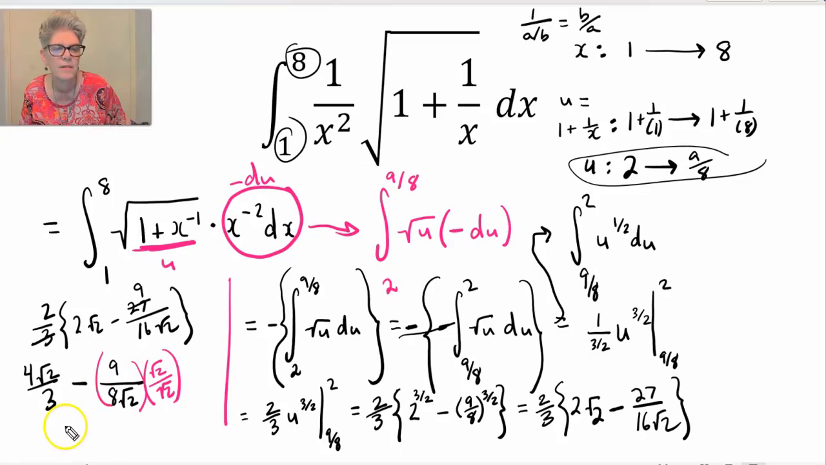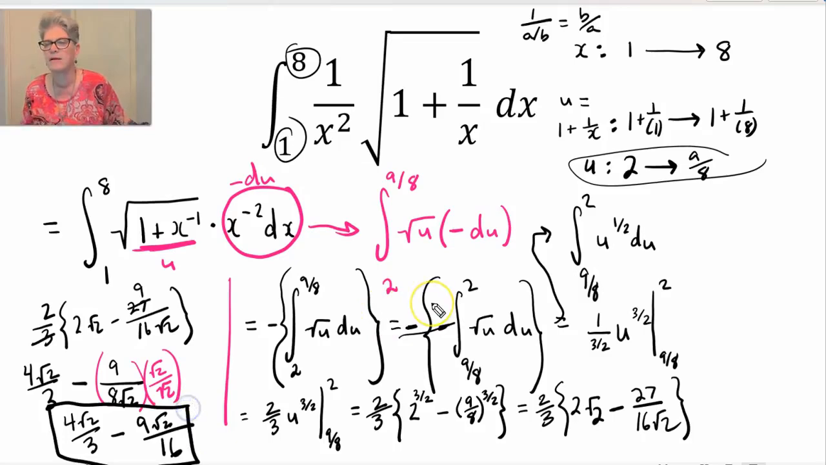Okay, so I'm going to have 4 times square root of 2 over 3 minus 9 times square root of 2 over 8 times square root of 2 times square root of 2. 8 times 2 is 16. That is the exact answer. Now, how do I know that that's correct? I'm going to check it.